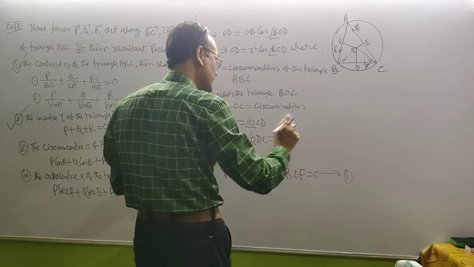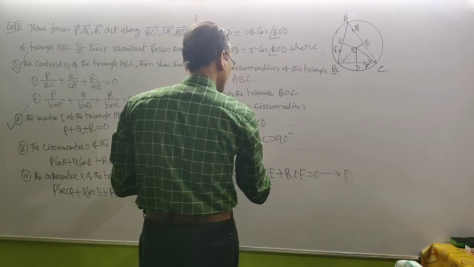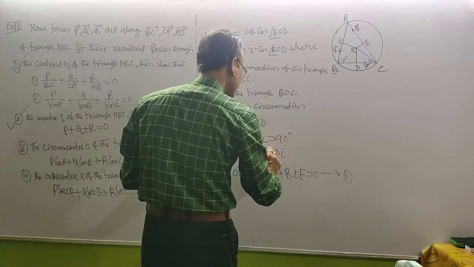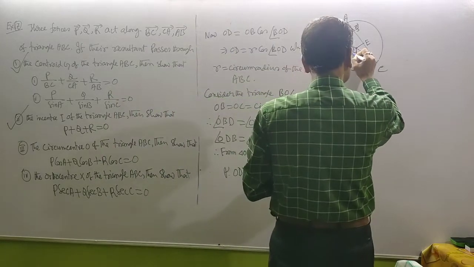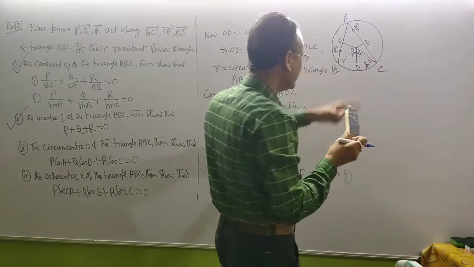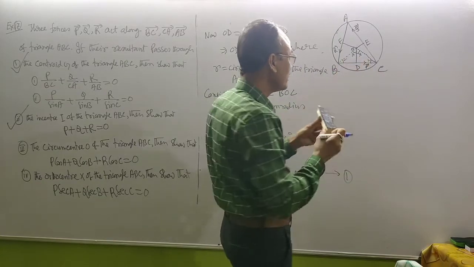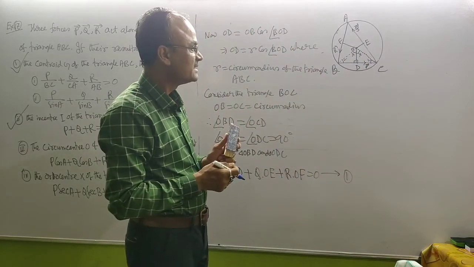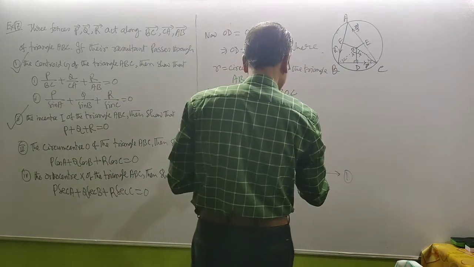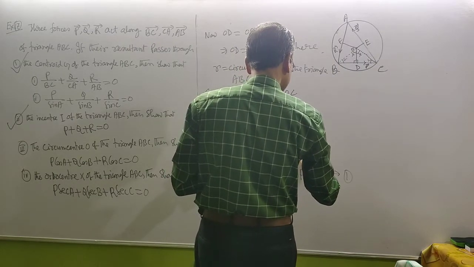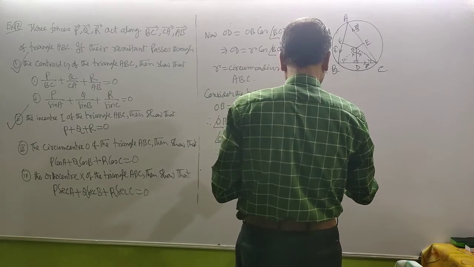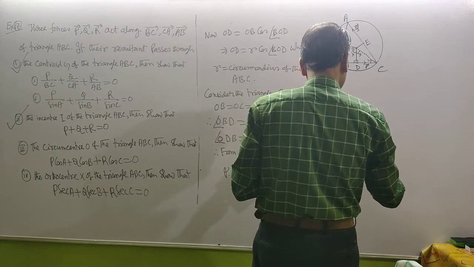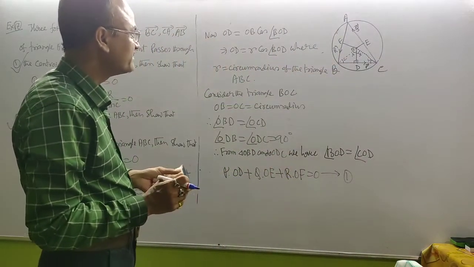Therefore, from triangles OBD and ODC, these two angles will be equal, this angle equal to this angle. Therefore, the remaining two angles will also be equal. What we have is BOD equal to COD.